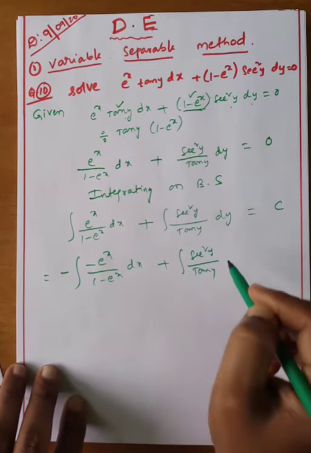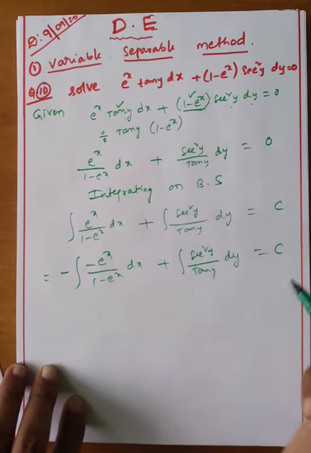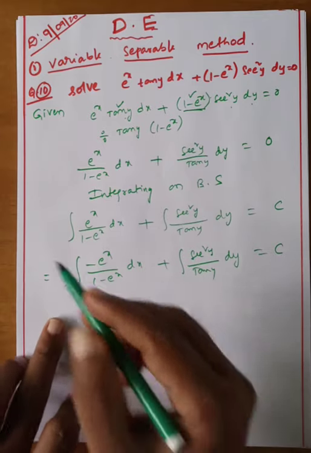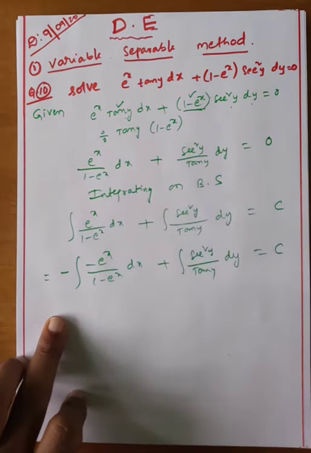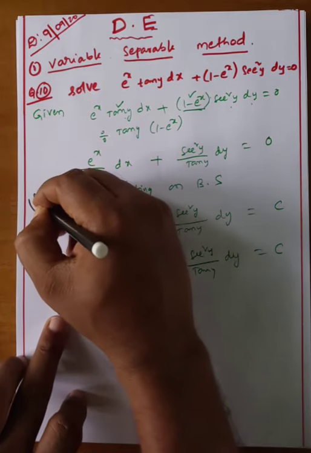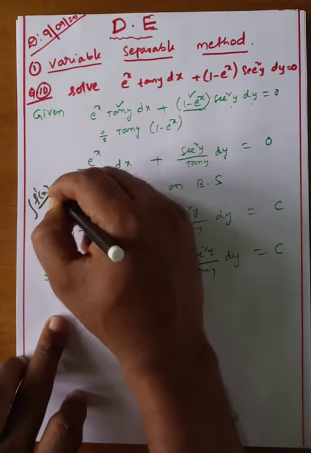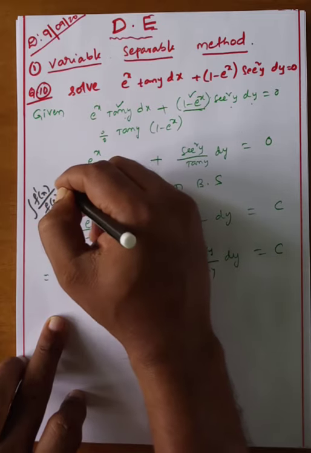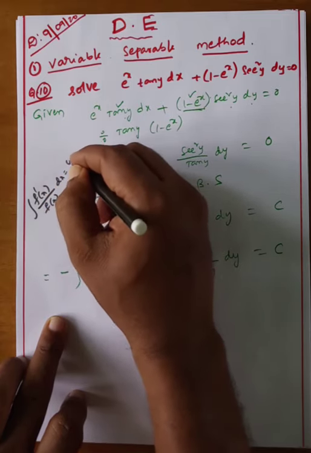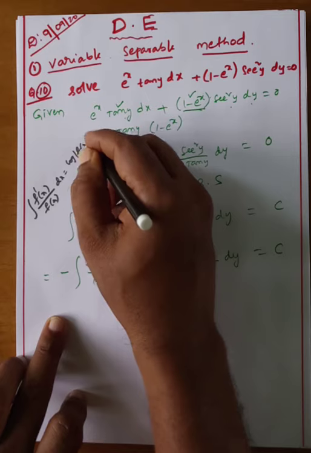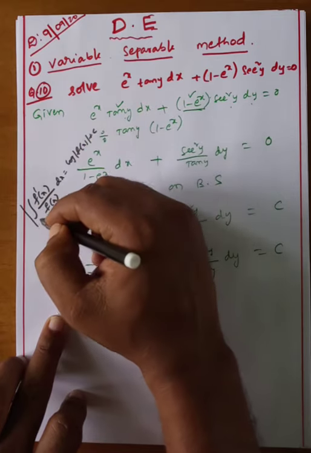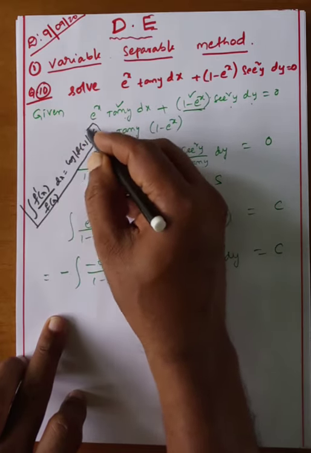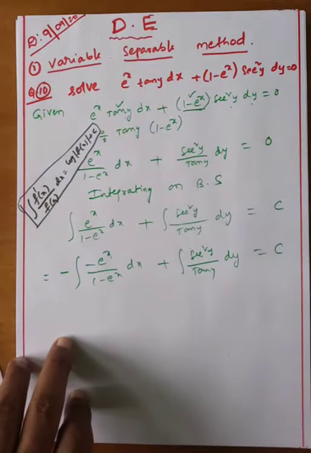Next step I will apply. Here observe what formula is going on. Integral of f dash of x by f of x, where the derivative of the denominator occurs in the numerator, equals log mod f of x plus c. Okay, my dear, this is the formula.